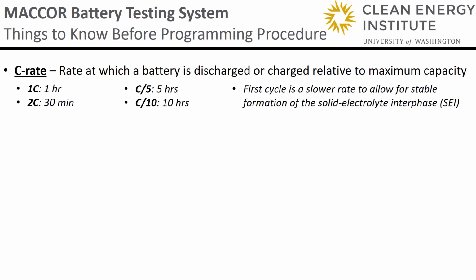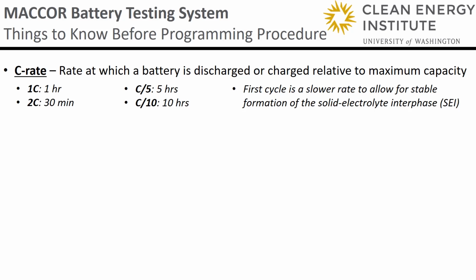Going a little faster, 2C rate would be 1 hour divided by 2, which is 30 minutes. And likewise, C over 5 would correspond to 5 hours, while C over 10 would correspond to 10 hours.